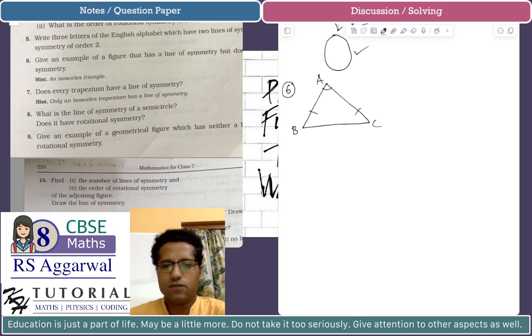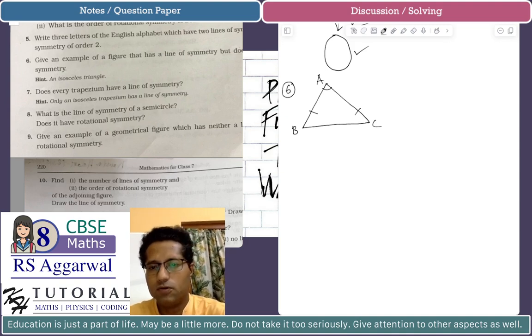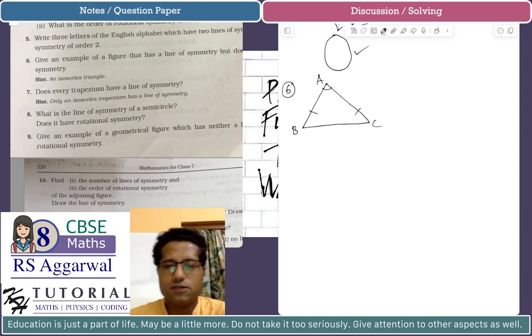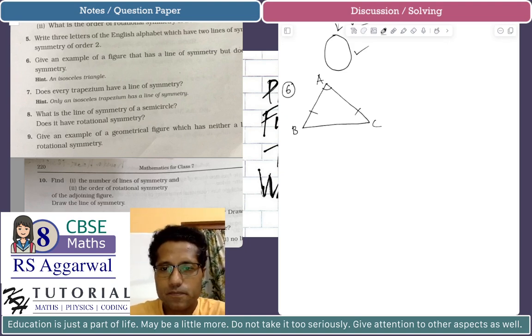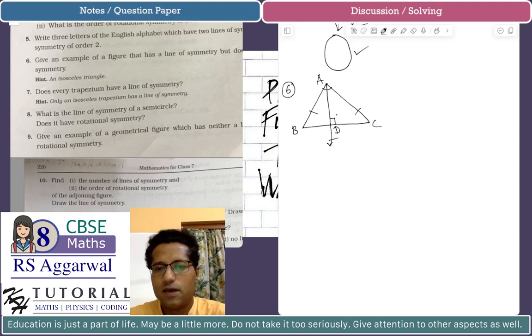So what is the line of symmetry for this isosceles triangle ABC where AB is equal to AC? That is, the line of symmetry is the bisector of the angle A, the bisector of the angle which is included between the two equal sides. This is the line of symmetry, and let this line intersect the opposite side BC at D. Then we know that AD will also be perpendicular to BC, and also AD will bisect the side BC. So AD is the line of symmetry. It has only one line of symmetry.